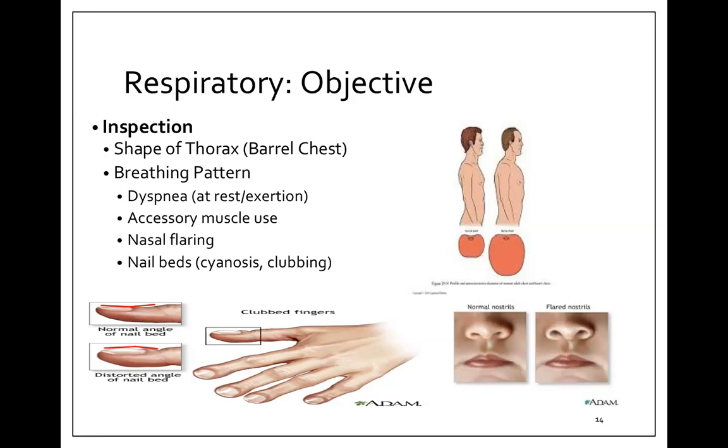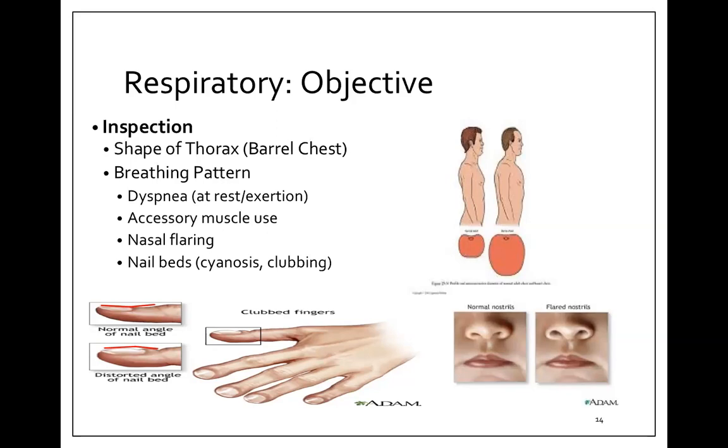In barrel chest, that's not true. Our anterior to posterior or front to back diameter begins to get larger and larger and either becomes equal to that transverse or side to side diameter, or even in some cases larger than. So again, this is something that really stands out to you. There's really nothing to be done regarding a barrel chest. It's just something, again, part of our general survey and that inspection. When you note it, you know immediately that there is some long-standing pulmonary disease.